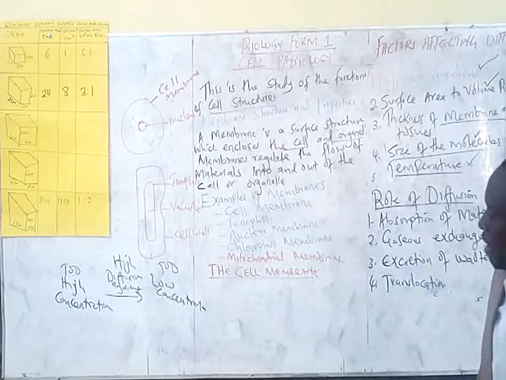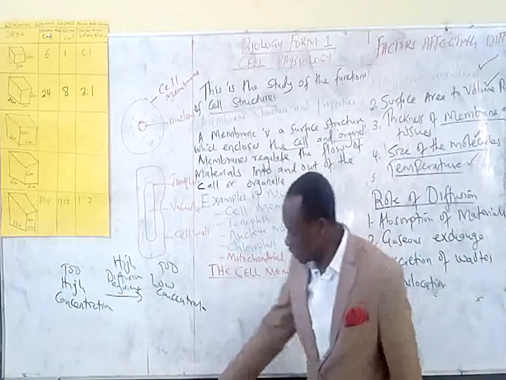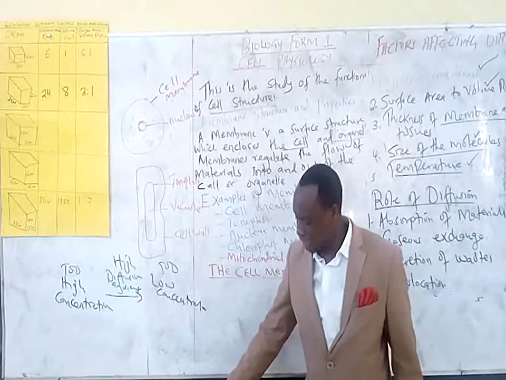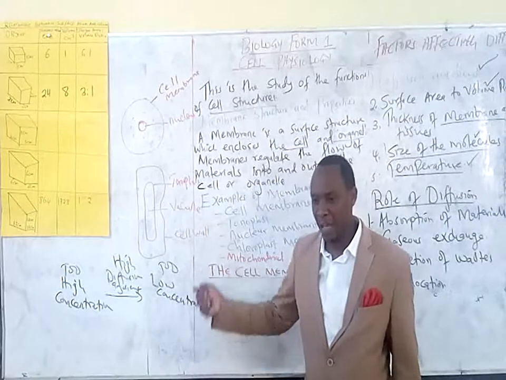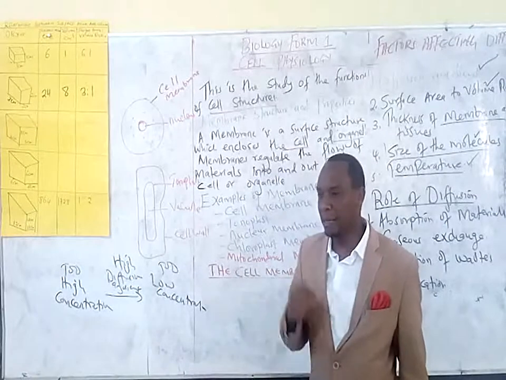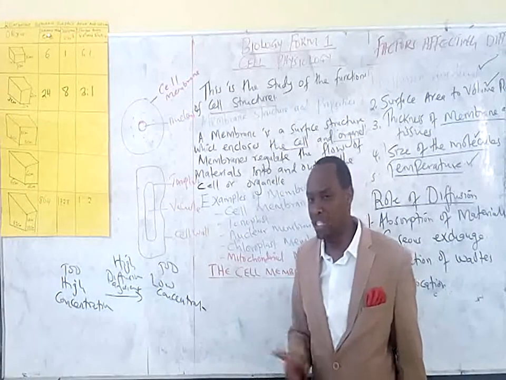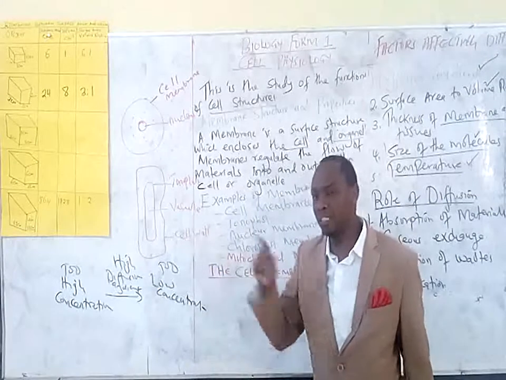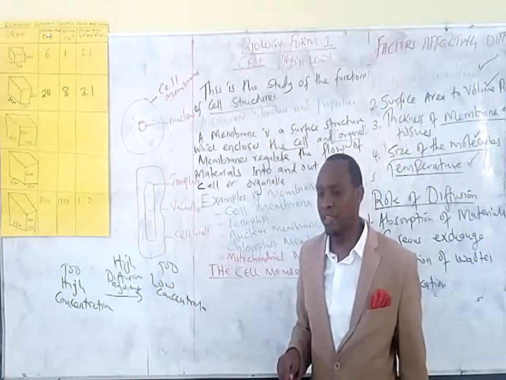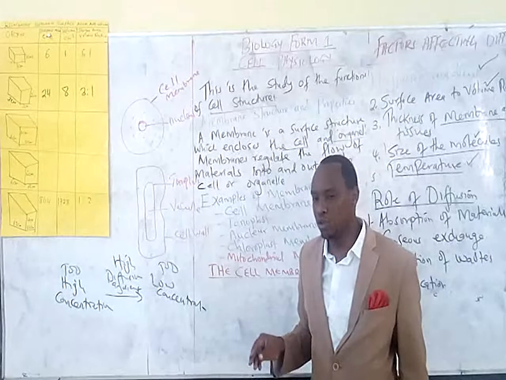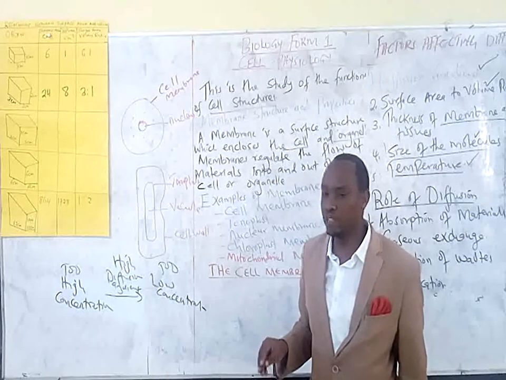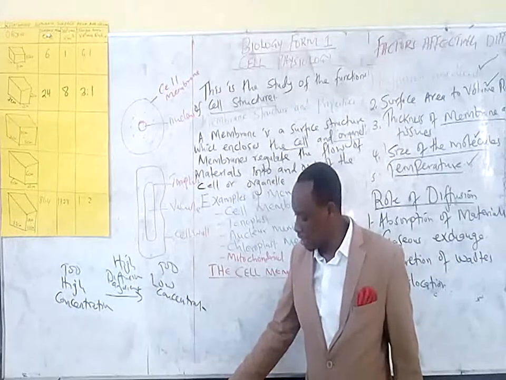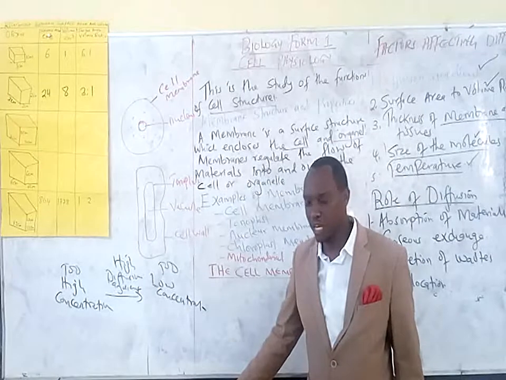Also remember, we demonstrated a practical using potassium permanganate. When you add water, the purple color of potassium permanganate spreads and the whole water becomes purple. From that, we can conclude that diffusion has taken place.